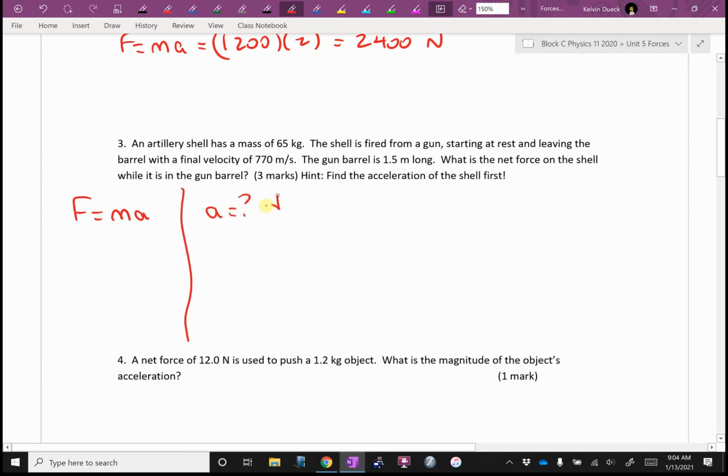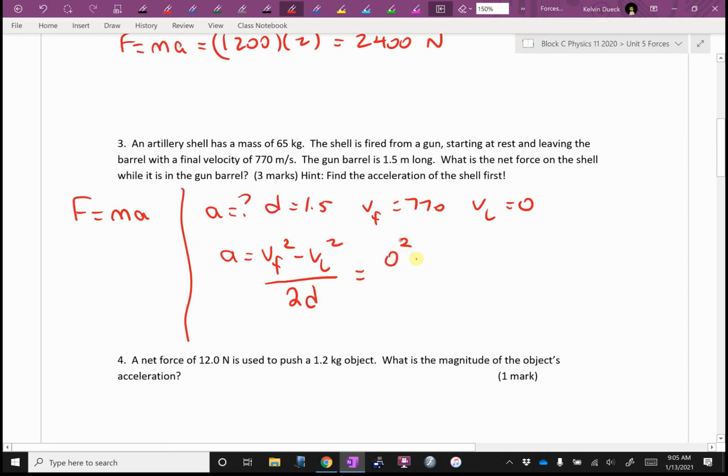I saw a distance of 1.5 meters long, a displacement. I saw a VF of 770. It told me it starts at rest. I'm going to argue I probably don't need to tell you that a bullet or an artillery shell or a cannon starts at rest, because I don't think I've ever seen one where they don't start at rest. But anyways, I did do that. I'm going to use what? A equals VF squared minus VI squared all over 2D, I think.